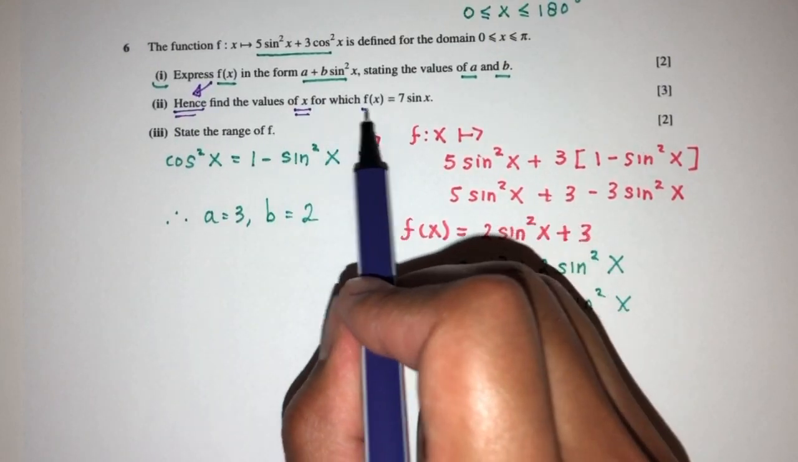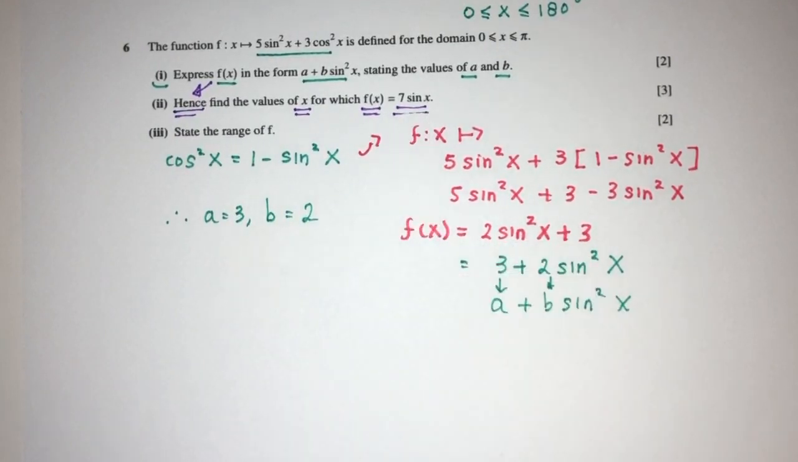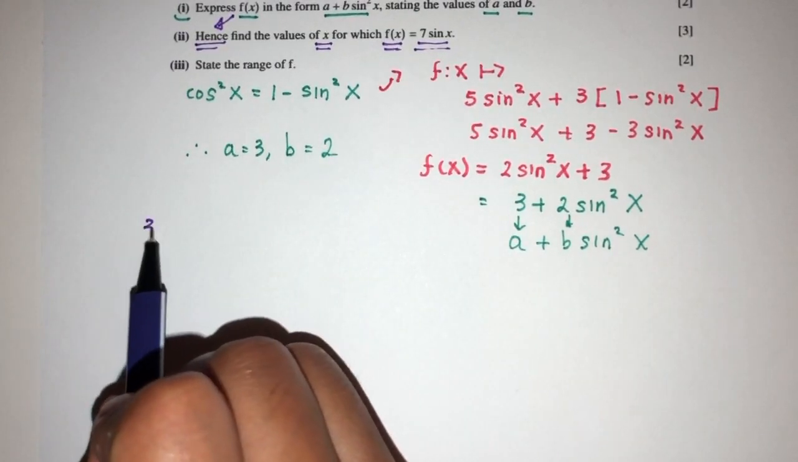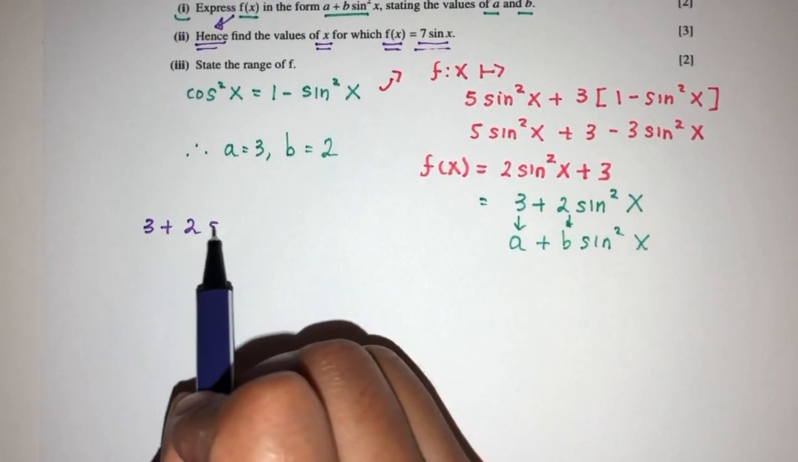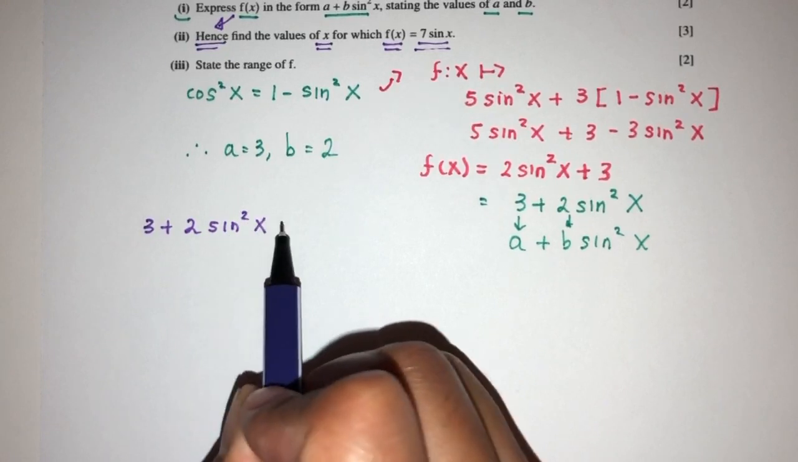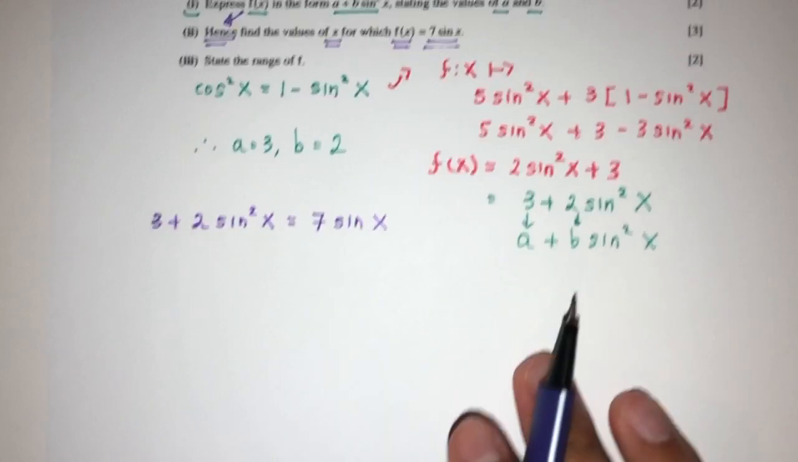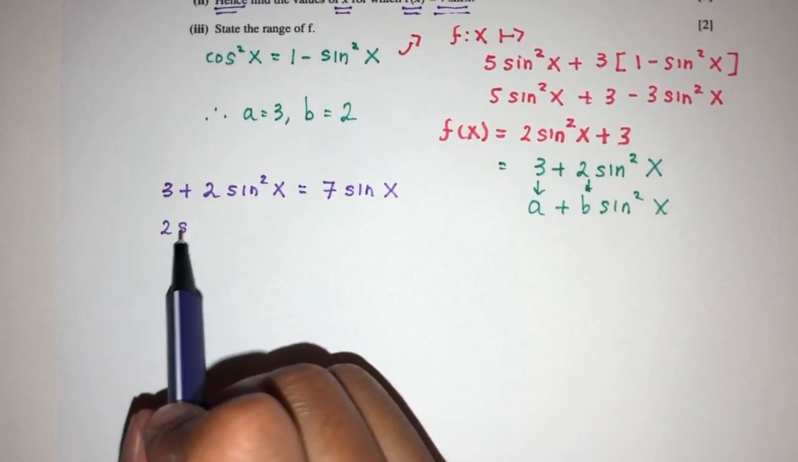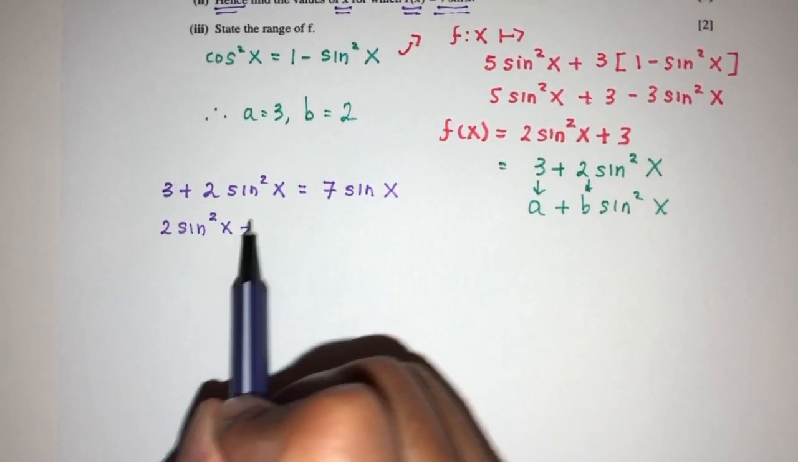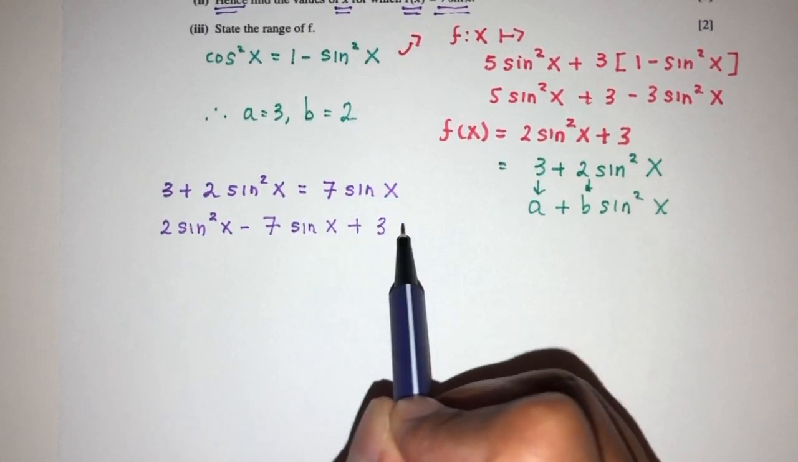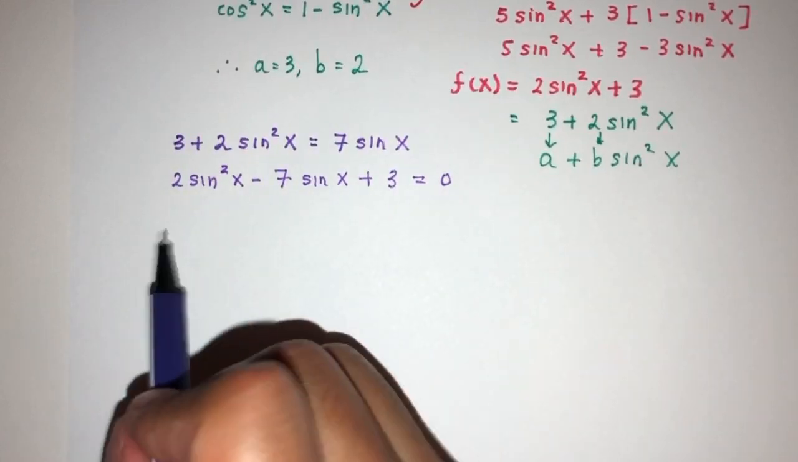Now for part 2, hence means we have to use this value, find the values of x for which f(x) equals 7 sin x. So let's solve. Here we have f(x), which is 3 + 2 sin²x, equal to 7 sin x. Let's rearrange. You will have 2 sin²x − 7 sin x + 3 has to be 0.